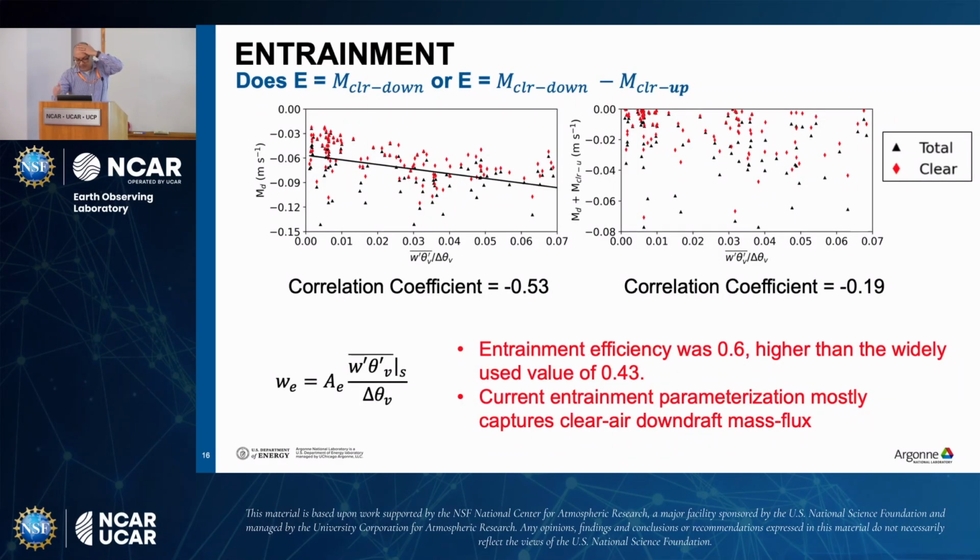I just want to drive home the point. The entrainment efficiency in this case was 0.6. So that's the slope of the line, so to speak, in the left-hand side panel, which is much higher than the 0.43 used by other studies. And the grand conclusion from these figures is that the parameterization currently only captures the clear air downdraft mass flux, not the sum of the two together, the updraft minus downdraft cases.